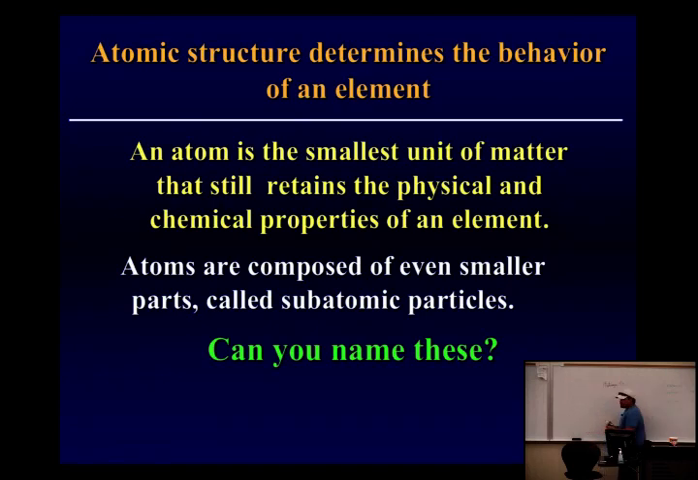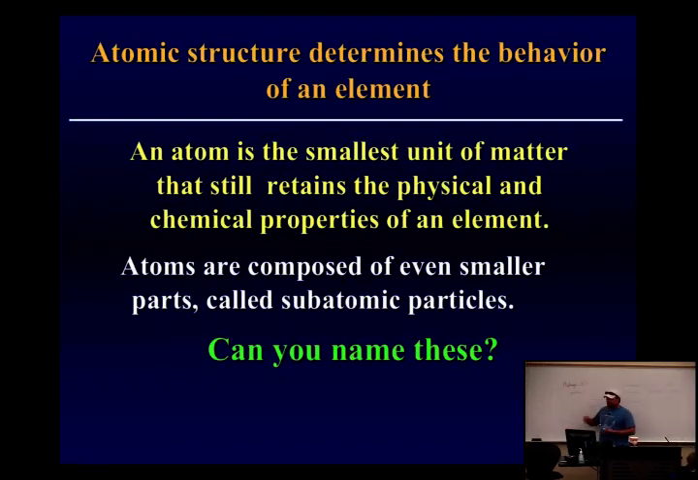Okay, so hydrogen's atomic number is 1. If we want to break it down into protons, neutrons, and electrons, we know that it has 1 proton. If it had 2 protons, it wouldn't be hydrogen anymore. What would it be? Helium. So we can't change the number of protons. We know that it has a mass of approximately 1.